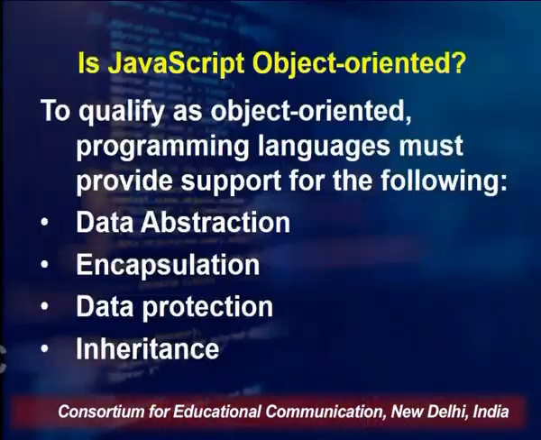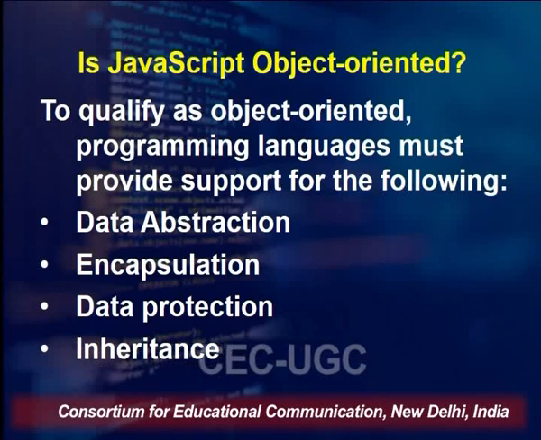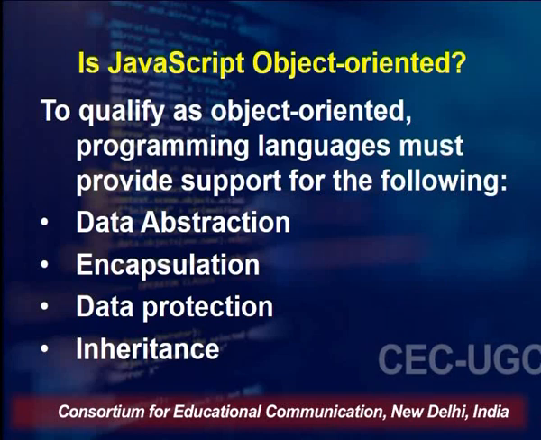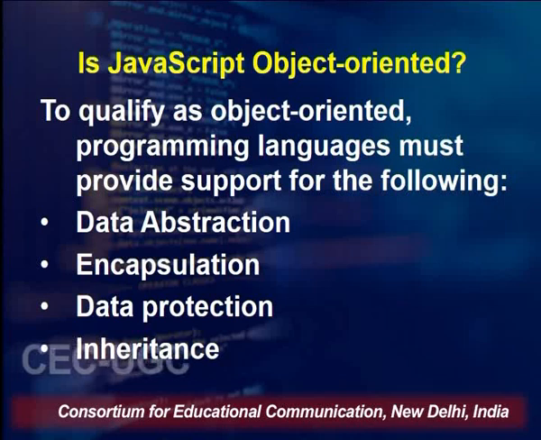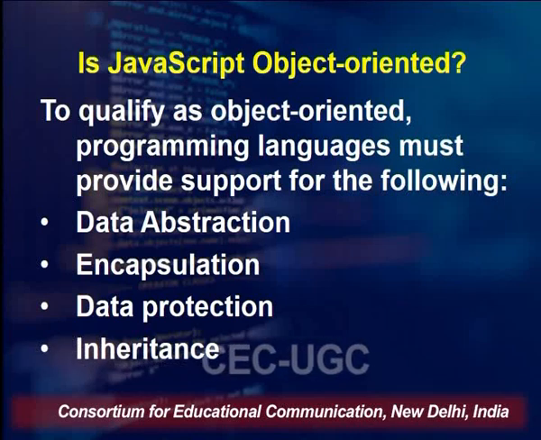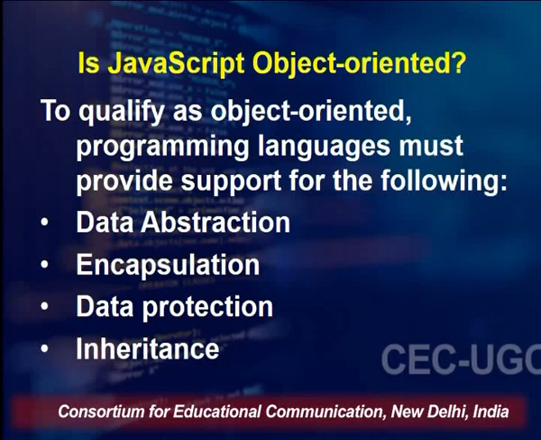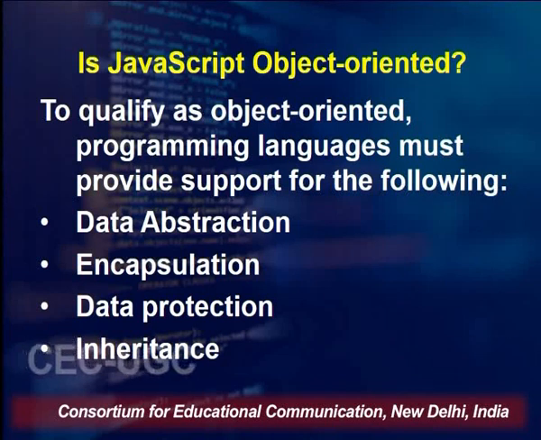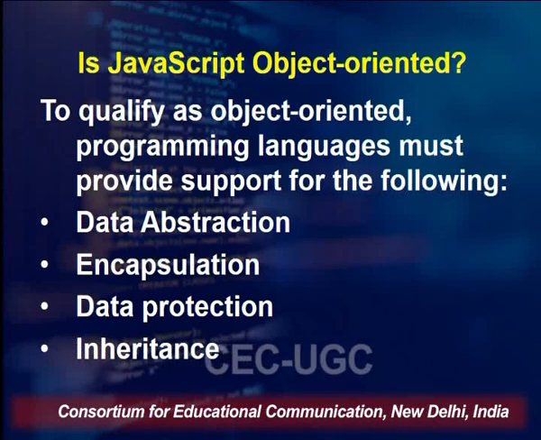So we just said that JavaScript is not object oriented but object based. It is very important to note why, because to qualify as object oriented, the programming language should support data abstraction, data encapsulation, data protection and inheritance. These are the four main features of object orientation which any programming language should support in order to qualify as an object oriented programming language.